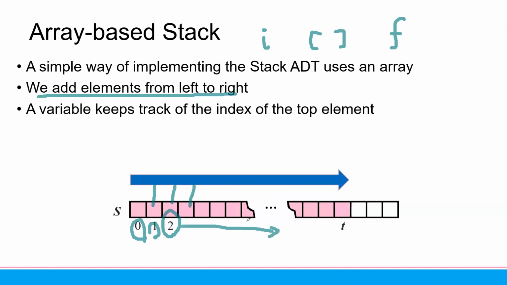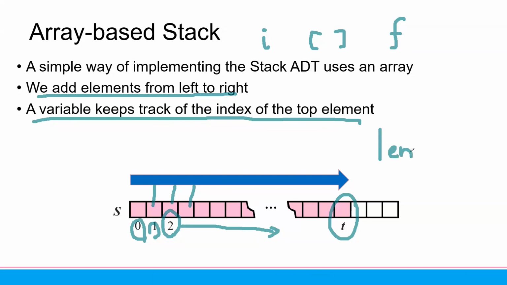And where is the top element? A variable keeps track of the index of the top element. The top element will be at the last index. If you have the length, the length means the number of elements in a list or in an array. After you know how many elements are there in your array, you can know the top element: you can just access S[length of S - 1], because I want to know based on the number of elements in the array, and then minus 1.